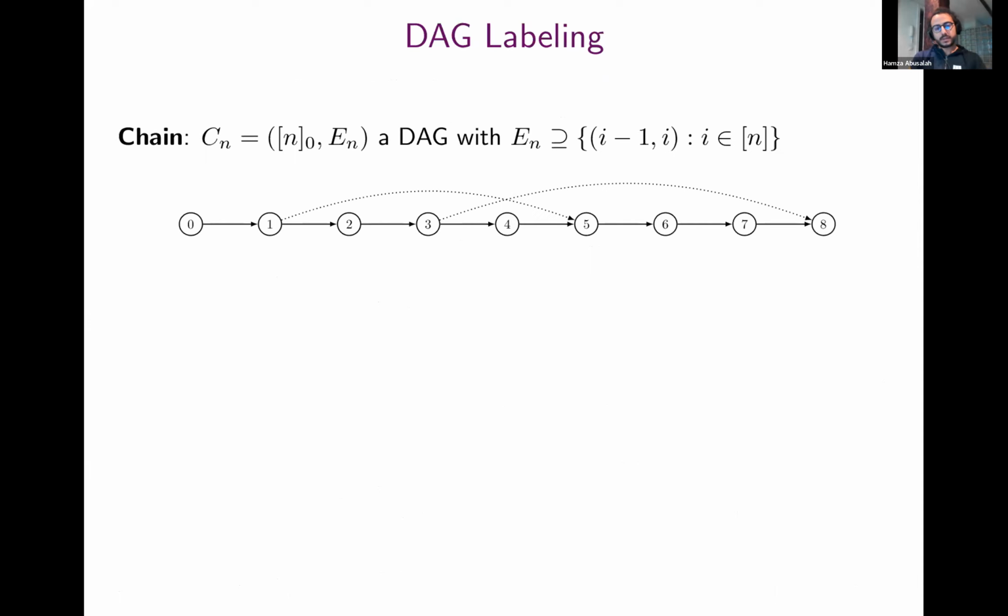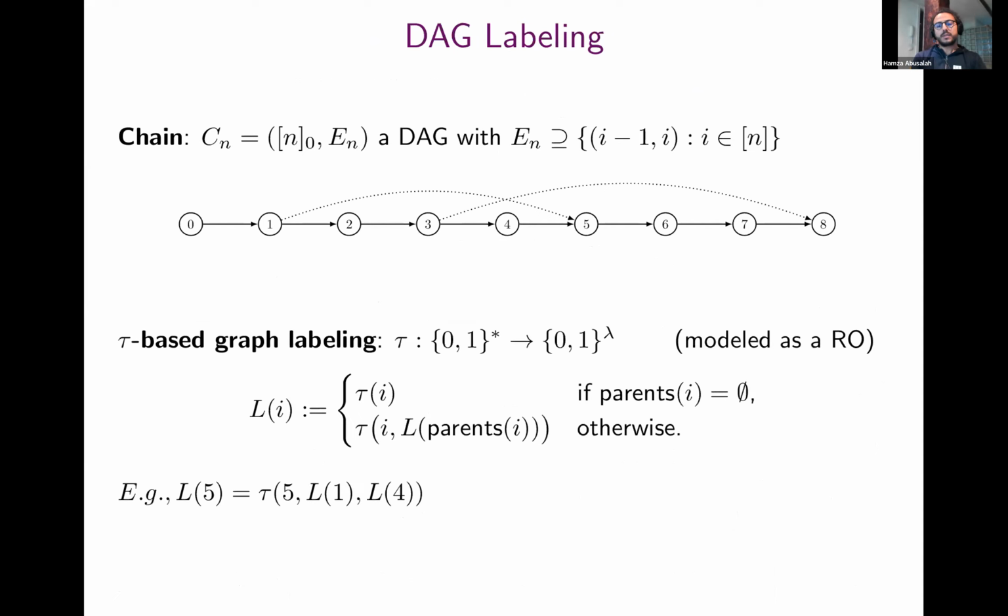Before defining proofs of sequential work schemes, we need this notion of graph labeling. So you have a graph like this, and to label the graph, we generally use a hash function modeled as a random oracle, depicted here as tau. And the label of a vertex is the hash of the labels of its parents concatenated with its index. So for example, the label of 5 will be the hash of 5 concatenated with the labels of its parents, namely the label of 4 and the label of 1.